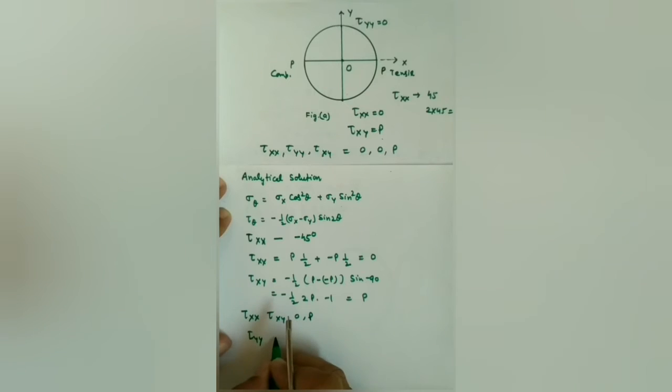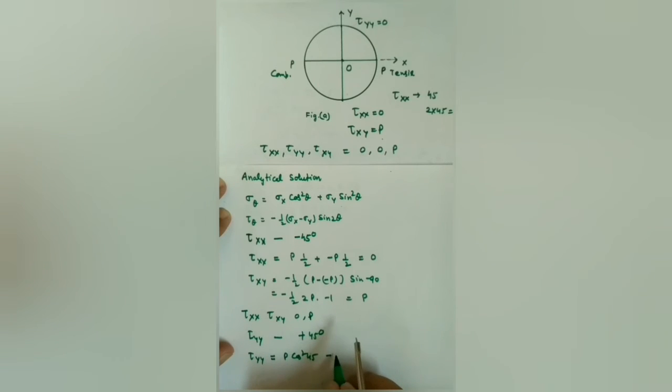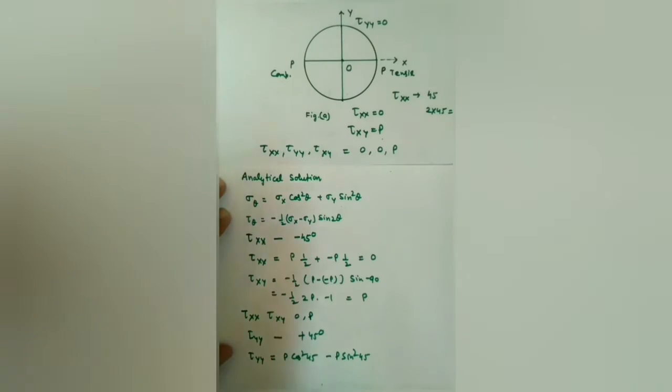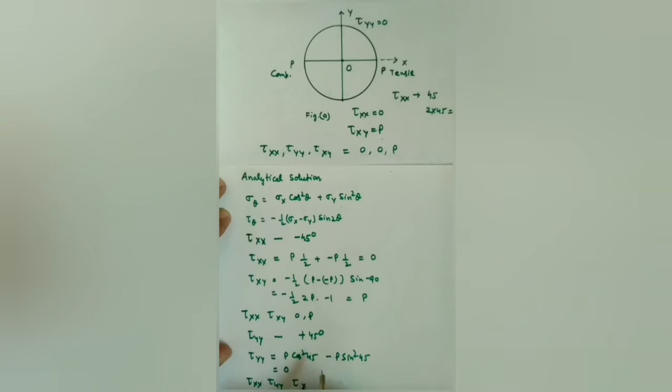yy is inclined at plus 45 degree. So putting theta is equal to plus 45, we will get yy in the above equation. So yy is P cos square 45 minus P sin square 45, which is 0. So the answer is tau xx, tau yy, tau xy is equal to 0, 0 and P.